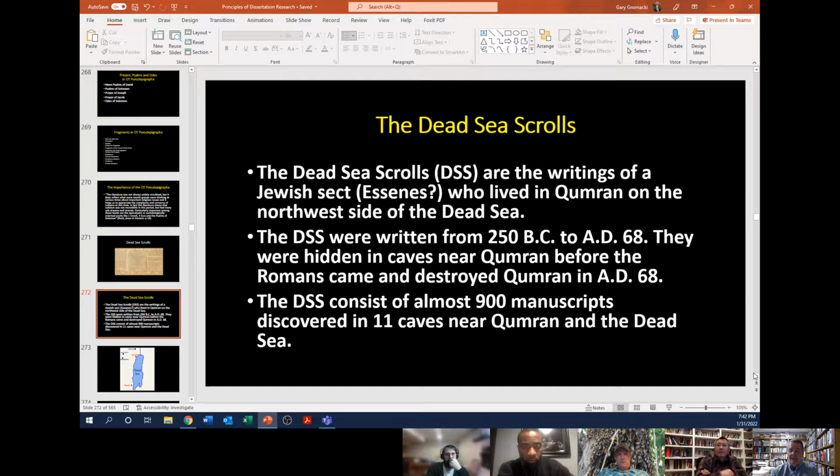The Romans came, and as you know, they destroyed Jerusalem in AD 70, led by Titus and the Romans. They also destroyed Qumran, and then you have the story of Masada. Many of the people who lived in Qumran probably went to Masada. Read that story there, the mass suicide that the Jews did so that they would not fall into the hands of the Romans. So we have 900 documents.